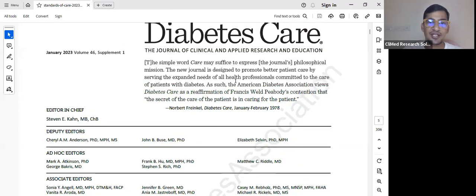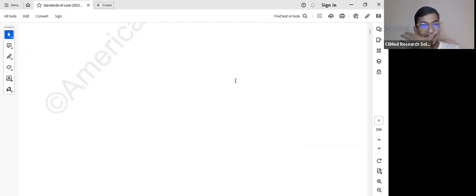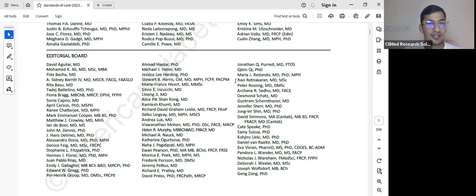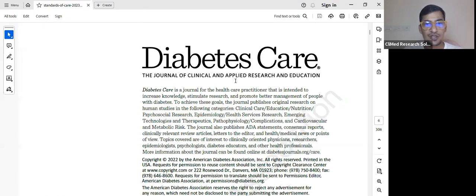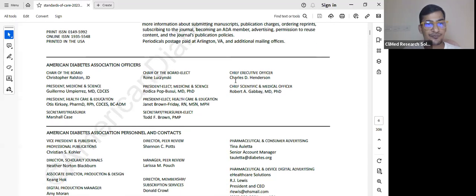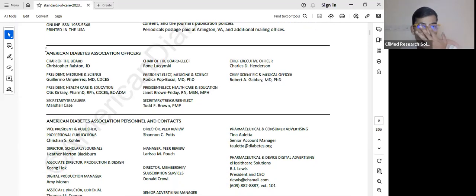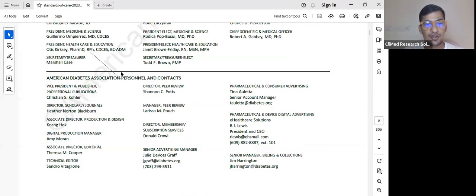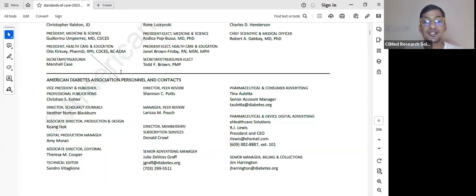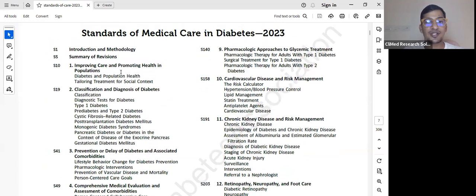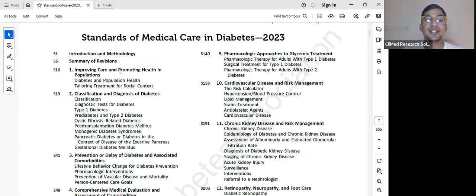So see here, if you look at this, this is about the journal, and this is all about the editorial board, and this is about the board. Okay, this is about the board, like about the diabetes board. And now this is the content, what we call the outline.